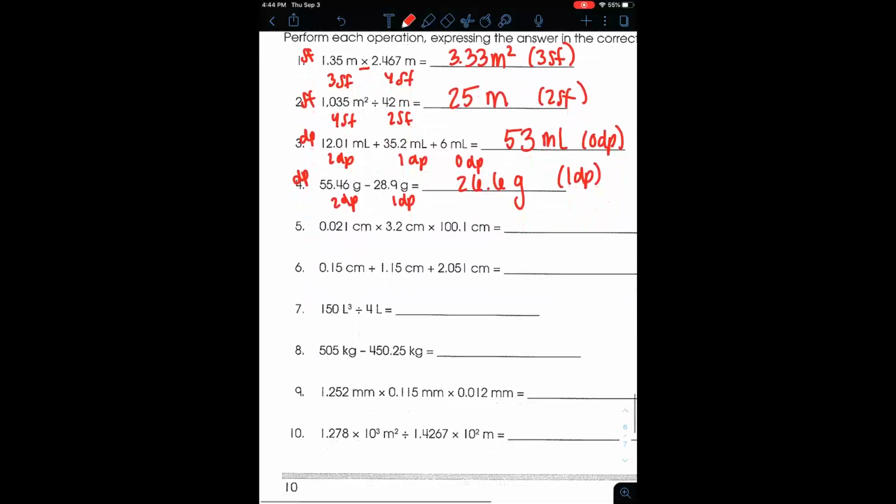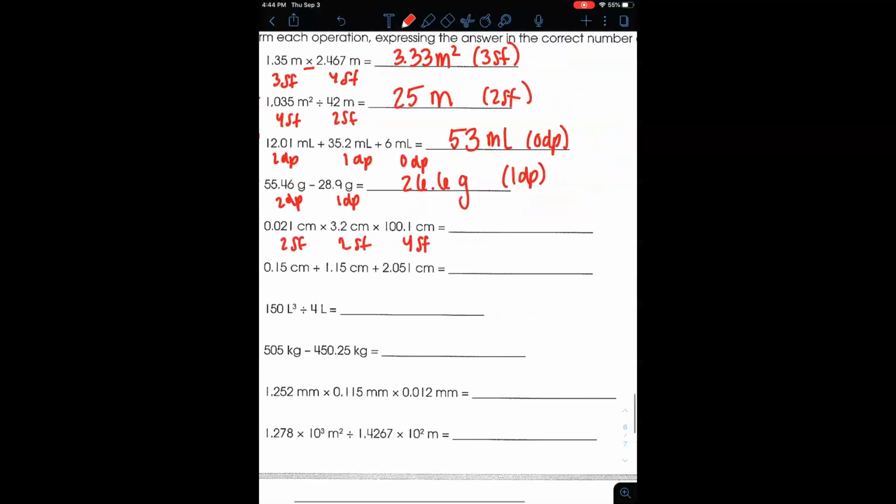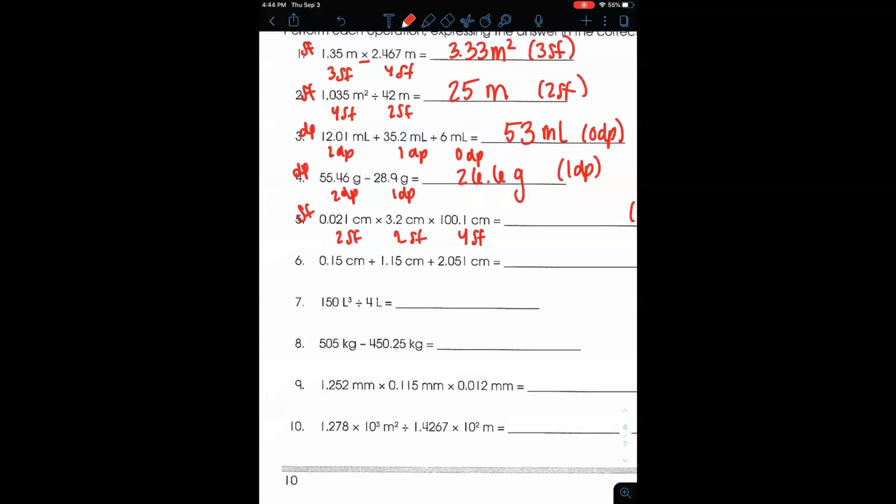All right, moving on to this next one here. It is a multiplication problem, so it's going to be based on sig figs. So I've got 2 sig figs, 2 sig figs, apologies, and 4 sig figs. So obviously my final answer here needs to be with 2 sig figs. So I'm going to plug that into my calculator, and I get out a final answer of 0.67. Now I've got centimeters times centimeters times centimeters, so centimeters cubed.